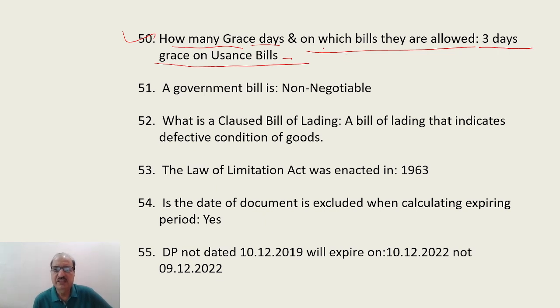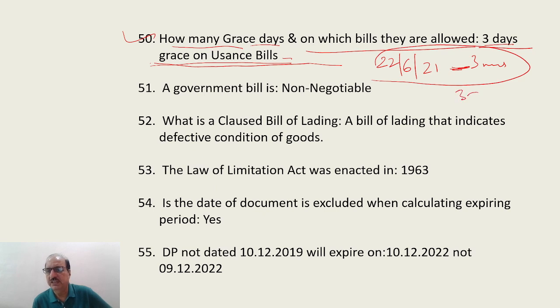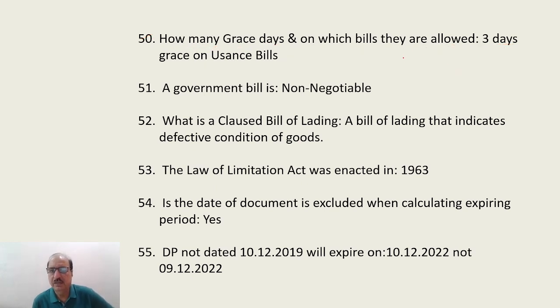So how many grace days and on which bills are they allowed? They are allowed 3 days grace on a usance bill, a bill payable after some time. Supposing the date of the bill is 26-1 and it is payable after 3 months, then 3 days will be given as a grace period. But if the date of the bill is 26-1 and payable immediately, then no grace period will be given. So grace period is given only on a usance bill, and 3 days are given.